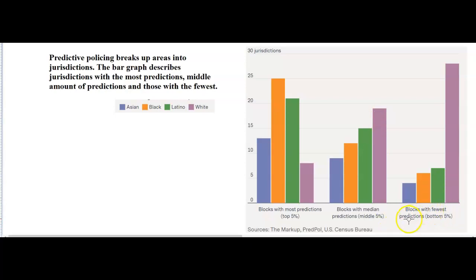Going down to the next part, we see that about 4 Asian communities had the fewest predictions. About maybe 6 Black jurisdictions were in the bottom 5%, maybe 7 Latino districts, and over 25, maybe 28 jurisdictions that were in the bottom 5% were predominantly white neighborhoods. And so you could answer all sorts of questions on where predictive policing is sending police.